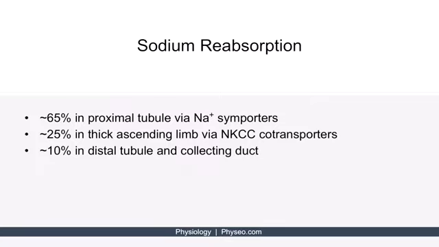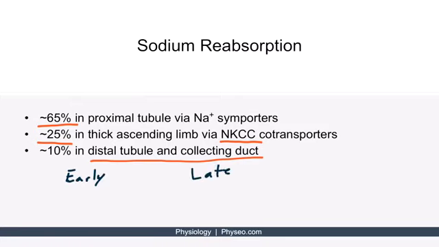Now let's move on to what happens to these solutes throughout the rest of the nephron, starting with sodium. So 65% of sodium will be reabsorbed in the proximal tubules using sodium symporters, and 25% is reabsorbed in the thick ascending limb with the sodium-potassium-chloride symporters, and 10% is reabsorbed in the distal tubule and the collecting duct. When talking about the distal tubule functions, it's best to discuss the early versus late distal tubule. The late distal tubule behaves more like the collecting duct. We'll just write CD for short. In the early distal tubule, sodium is reabsorbed via sodium chloride symporters. In the late distal tubule and the collecting duct, sodium is reabsorbed via sodium-potassium pumps and sodium channels.